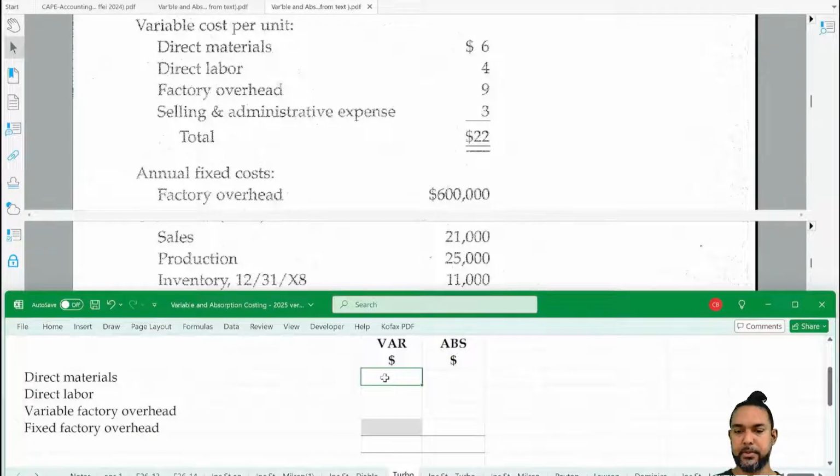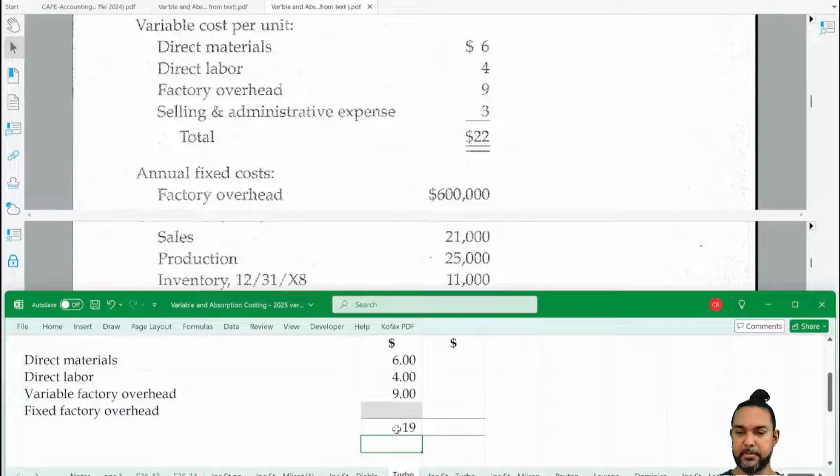Okay, so direct materials is 6. Direct labor is 4. Variable overhead is 9. Right, so we're going to add that up at $19 per unit under variable costing.